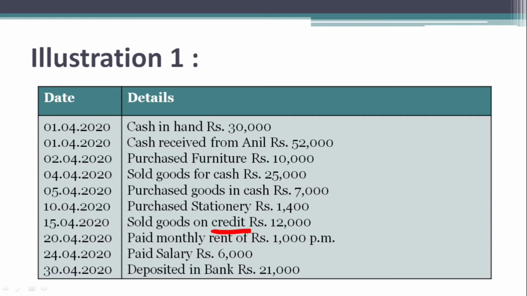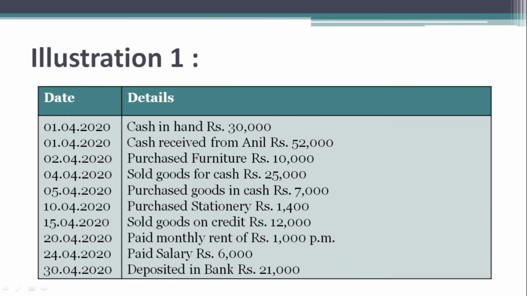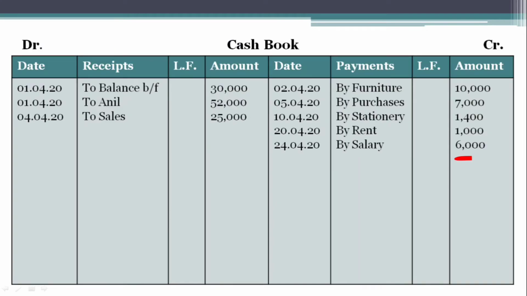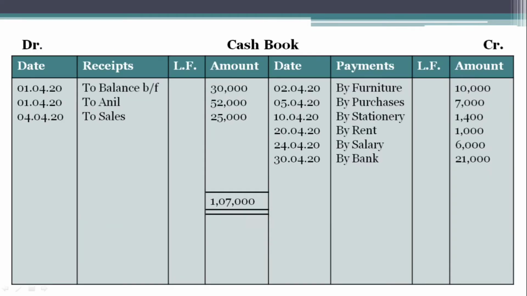Paid monthly rent of rupees 1000. So we write here by rent 1000. Paid salary rupees 6000. Again the same case, by salary rupees 6000. Deposited in bank rupees 21,000. So we write here by bank rupees 21,000 and we get a total of the debit side of the cash book.